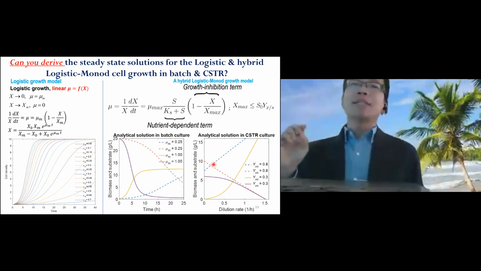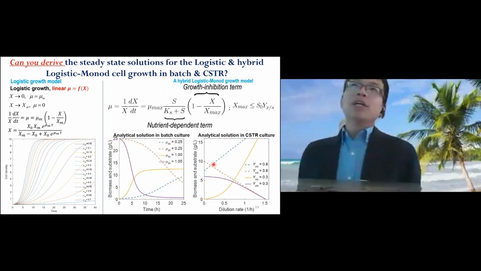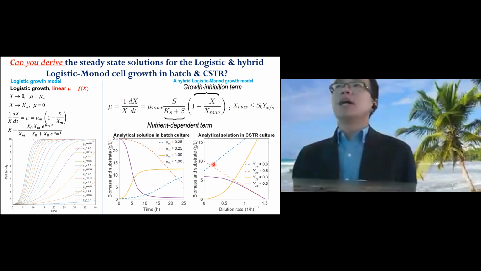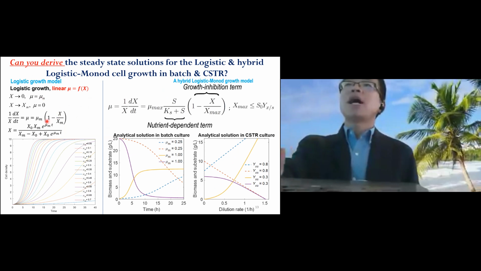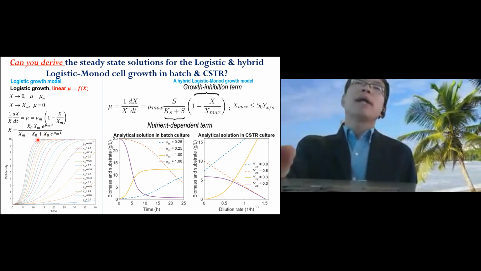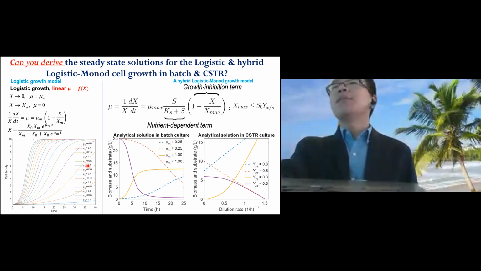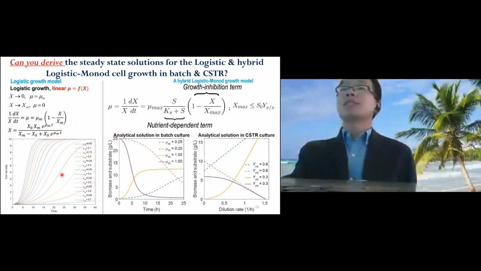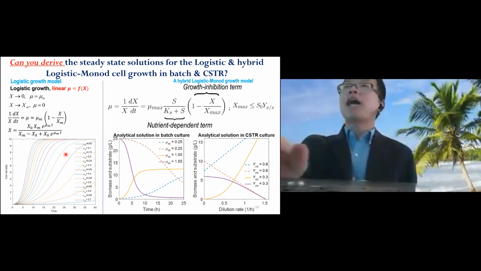So, at the end, I want to give my students a few inspirational homework problems. Can you derive the steady state solution for the logistic model and the hybrid logistic model? For example, the logistic model gives you the boundaries, which tells you the cell growth is inhibited by the biomass. If you do a separation of variables, you can manually derive the integrated equation. But if you plot the equation and change the mu max in MATLAB, you can find how the cell density changes with respect to time.